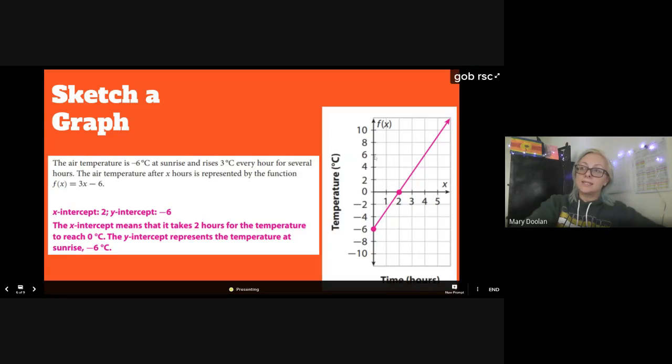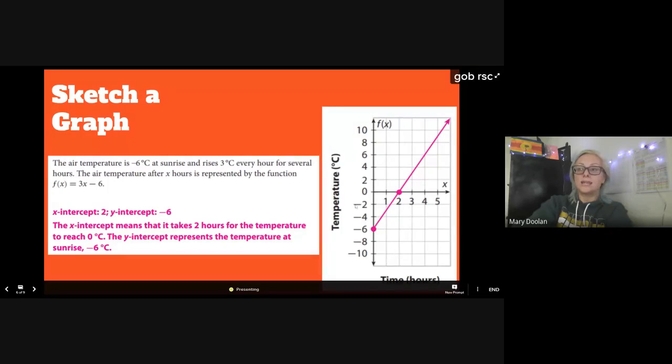Because the y-axis is this bold vertical line, notice how it's labeled f of x, because f of x and y are basically the same thing. And this pink dot is at -6. So your y-intercept is -6. And then the x-intercept is +2. That's where this line is crossing at +2. The x-intercept is 2. And the way they figured this out is that we are rising 3 degrees each hour.